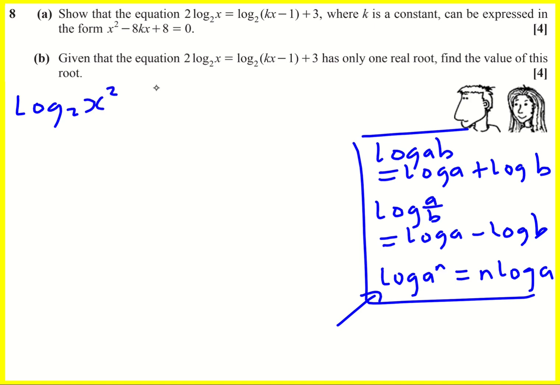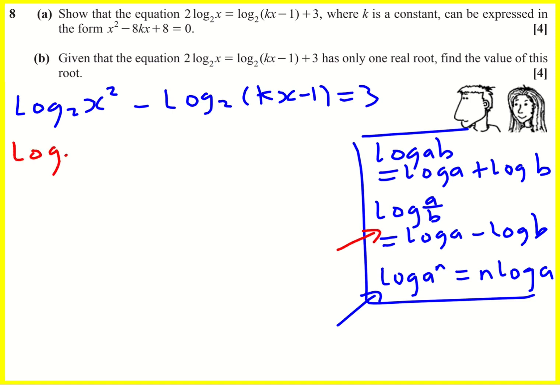2x squared. And actually I'm also going to minus the log to base 2 of kx minus 1 while I'm at it. You can do an extra step if you want. So I've used rule 3 and then I've also minused, because now I can use rule 2 and rewrite this as a single logarithm. It's going to be log to base 2 of x squared over kx minus 1 equals 3.